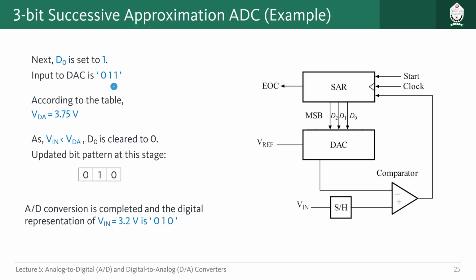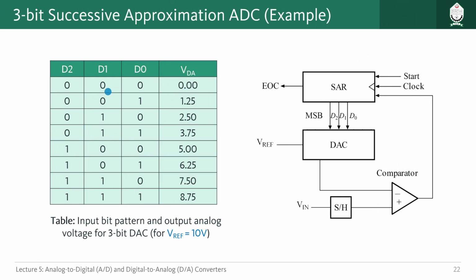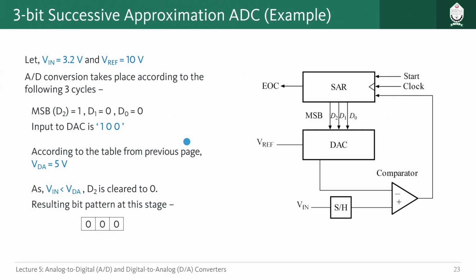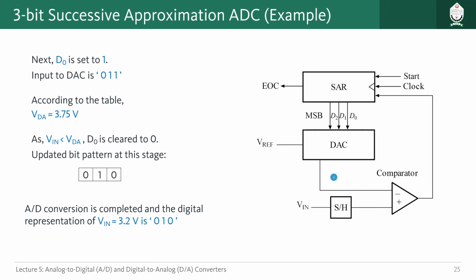And for that, what is the corresponding analog value? For 0 1 1, this is 3.75 volt, right? So the DAC will output here 3.75 volt, and for 3.75 volt is coming here, 3.2 volt is coming from the input. Now the negative pin is at a higher voltage compared to the positive pin, right? So the signal coming from the comparator will be low, and that will be going through the SAR.